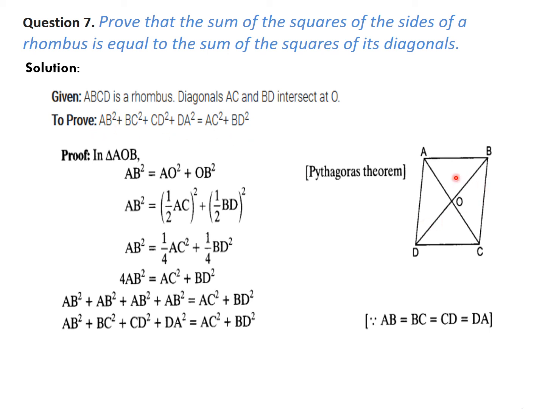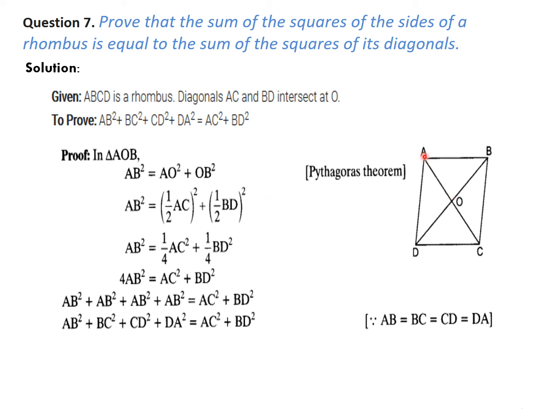Now since each of these triangles is a right angle triangle, we can easily apply the Pythagoras theorem. So in triangle OAB, we can write down AB square is equal to OA square plus OB square, because angle O is 90 degree, that means opposite to the 90 degree is the hypotenuse. So AB square equals OA square plus OB square by Pythagoras theorem.